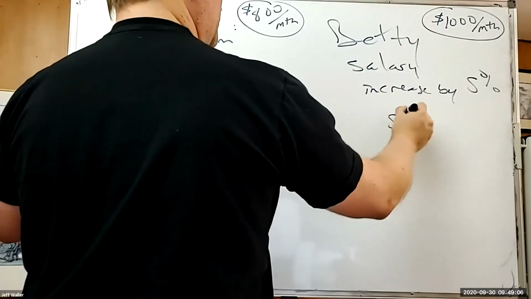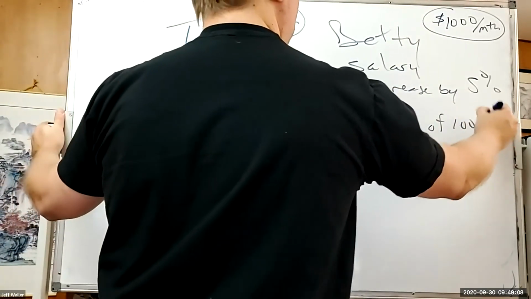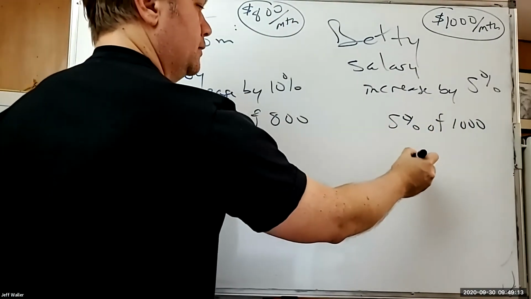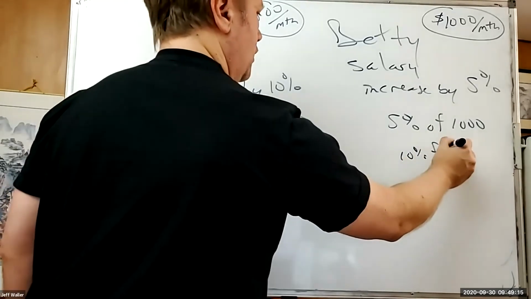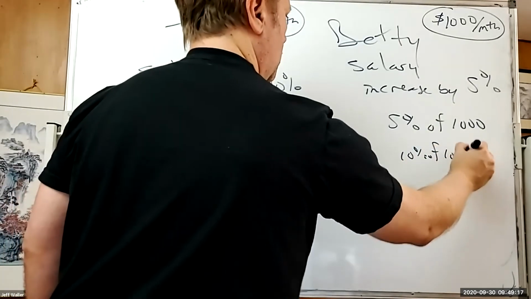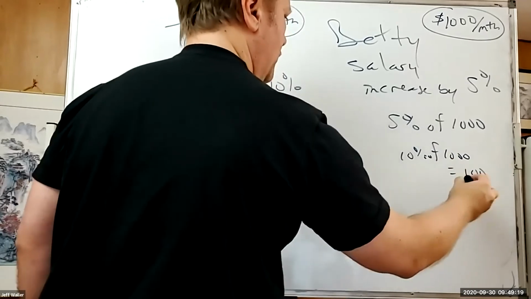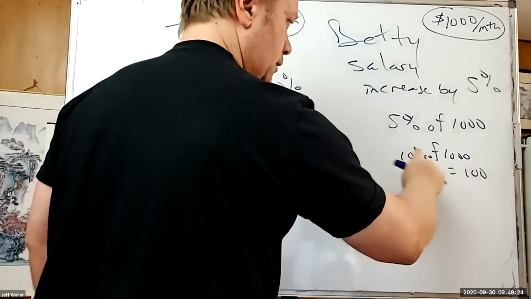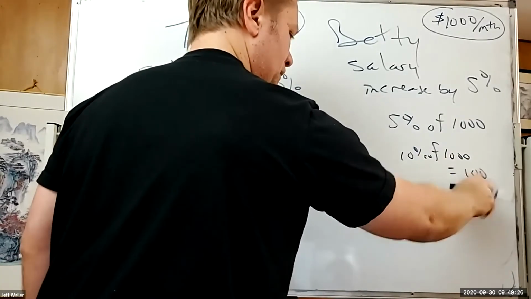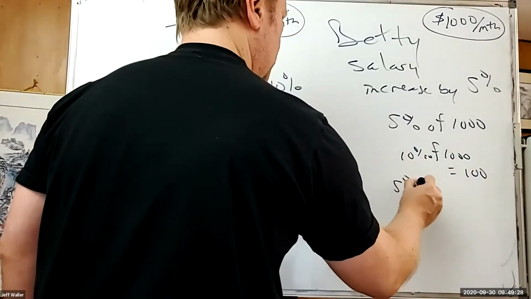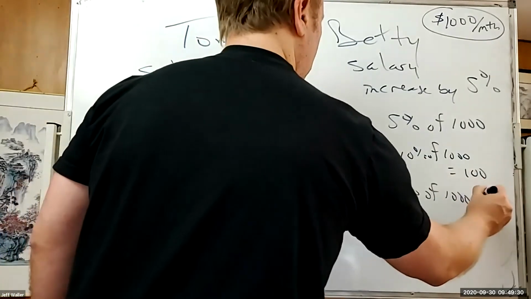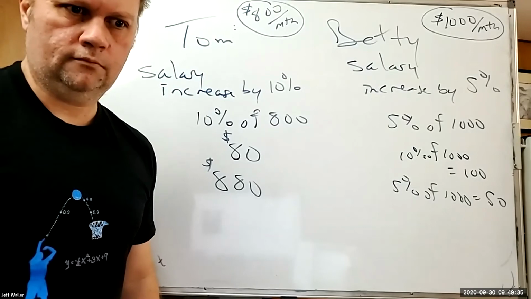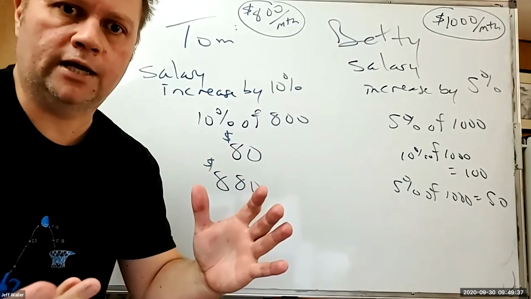Betty, what's 5% of 1,000? Well, it's half of 10%, right? 10% of 1,000 is 100, and half of that is 50. Yeah, 10% of 1,000 is 100, and then 5% would be half of that. Cool. Just to give you a way to do that real quick without having to do it in the calculator.